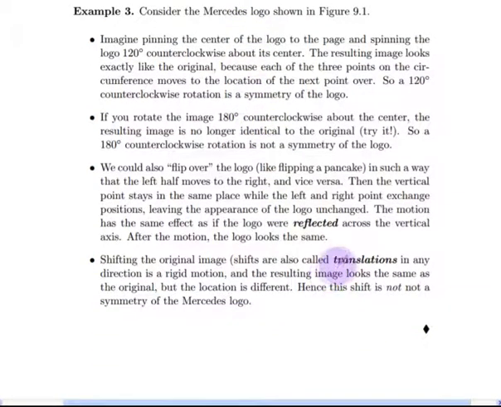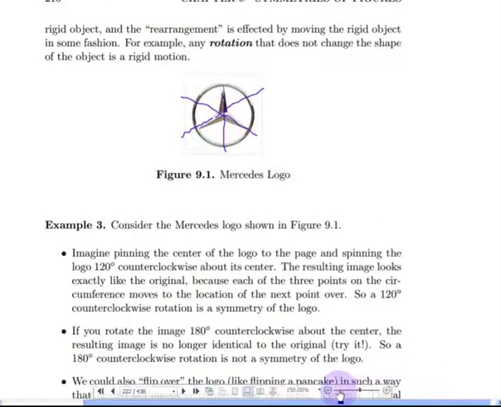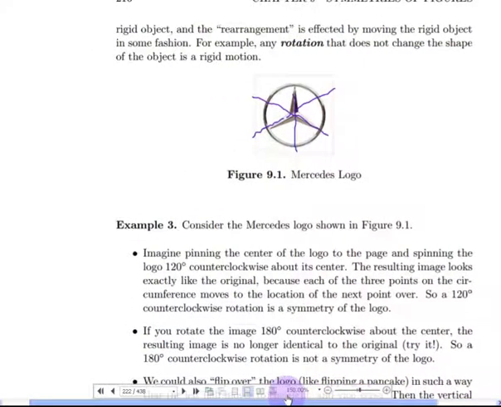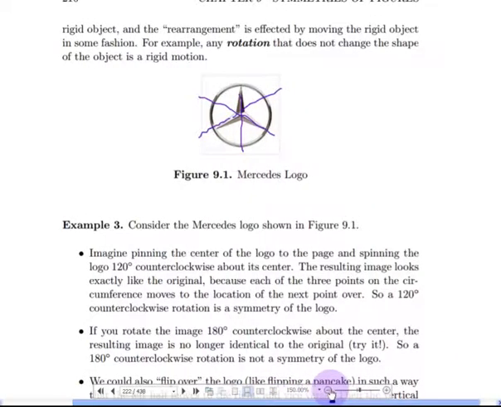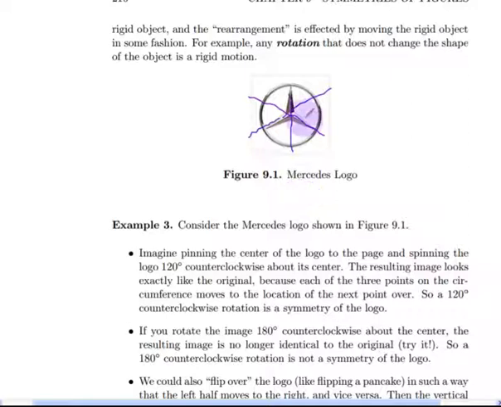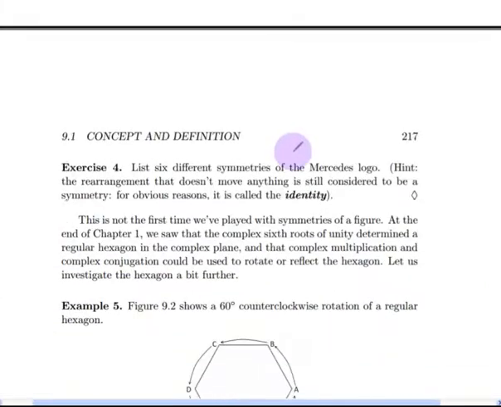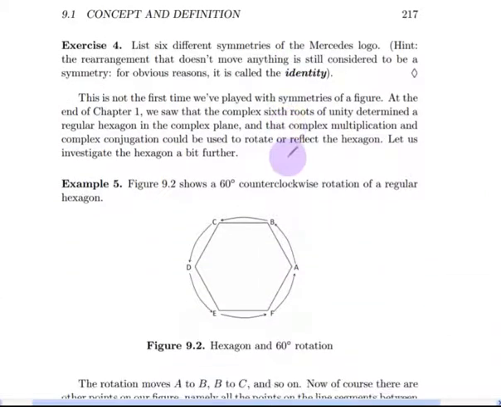Now, we don't say that translations are symmetries. Translation means that you move this object up or down like I'm doing right now. If I move it back and forth, that's called a translation. But you can see that even though the shape has not changed, the appearance has changed because the location has changed. So we don't call these shifts or translations symmetries. You also have an identity symmetry that does nothing.